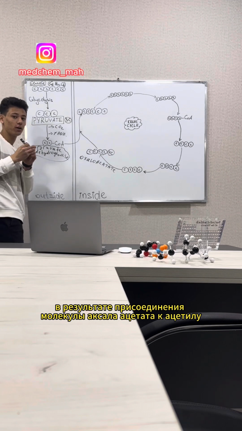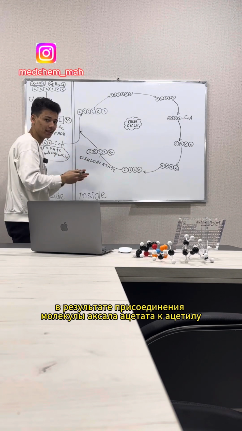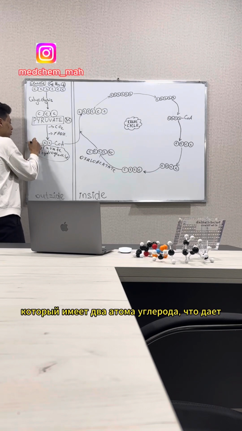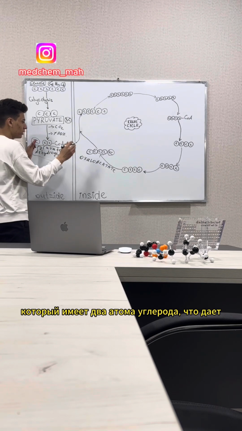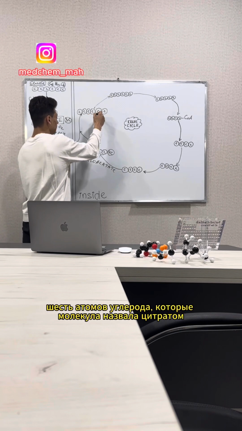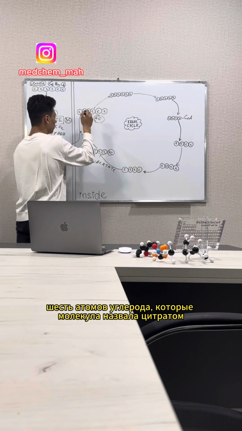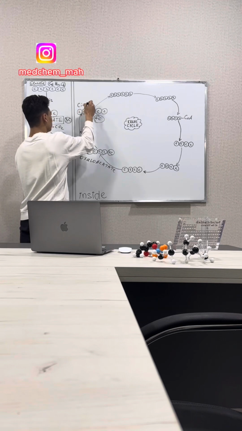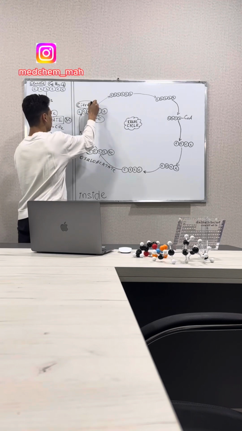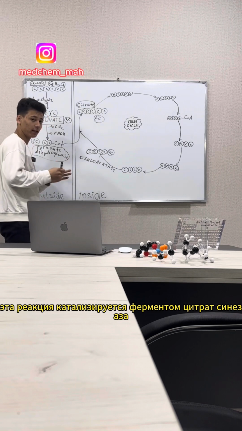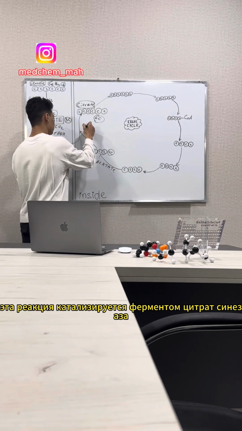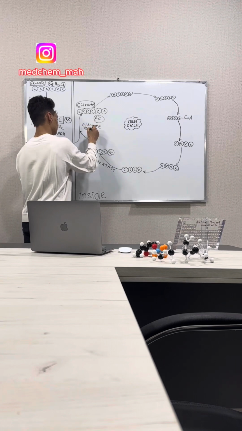The result of adding the oxaloacetate molecule to acetyl, which has 2 carbon atoms, is 6 carbon atoms, a molecule named citrate. This reaction is catalyzed by the enzyme citrate synthase.